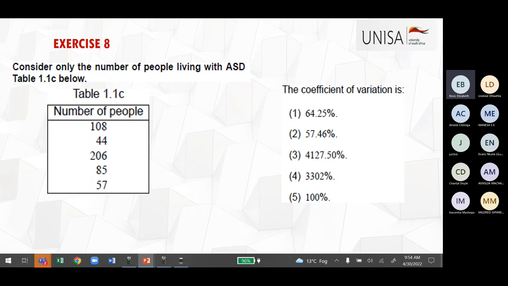calculate the coefficient of variation for the same data set. So you already have the data stored, all you just need to do is calculate the coefficient of variation. Those who don't have the data stored, remember we calculated the mean, we found that it was 100, calculated the standard deviation, and we found that it was 64.25. So what they are asking you now is to calculate CV, which is S divided by the mean, multiplied by 100%.